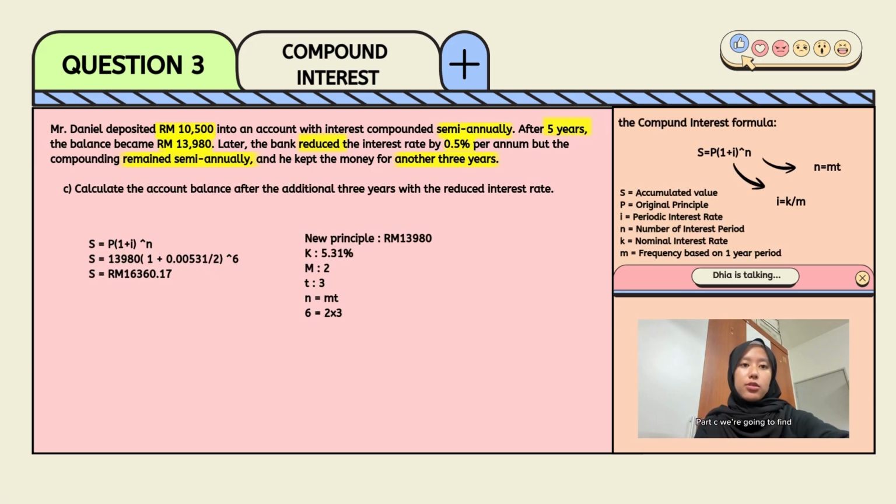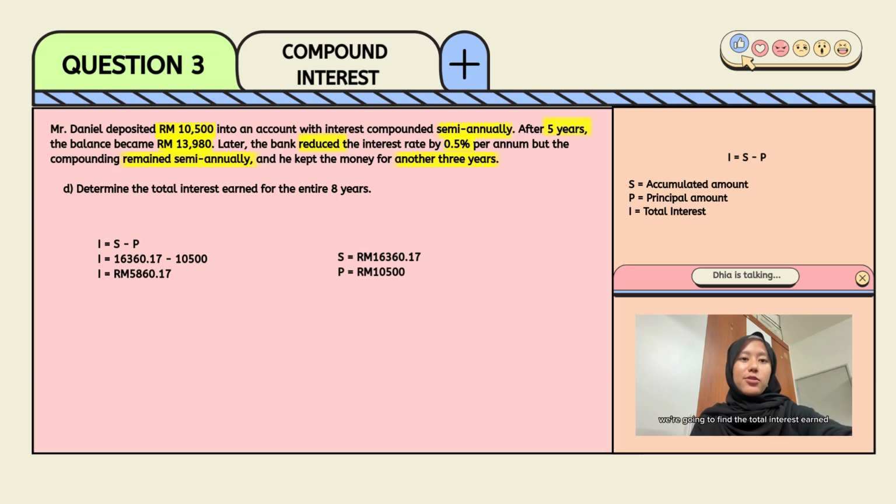Part C, we're going to find the account balance after an additional 3 years. The balance after 5 years, which is 13,980, becomes the new principal. So the money is then kept for another 3 years with the reduced interest rate, and the compounding remains semi-annually. So we use the compound interest formula, S equals 13,980(1 + 0.0531/2)^6. After the calculation, the account balance becomes 16,360.17.